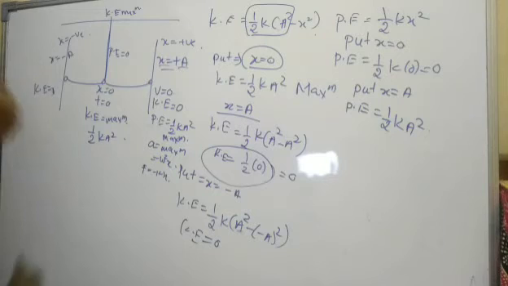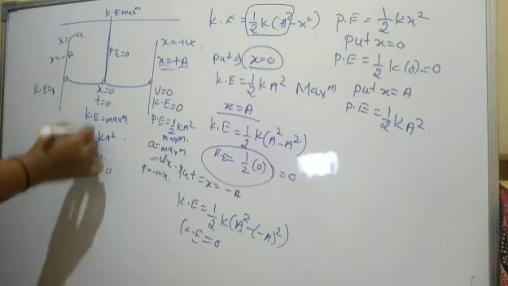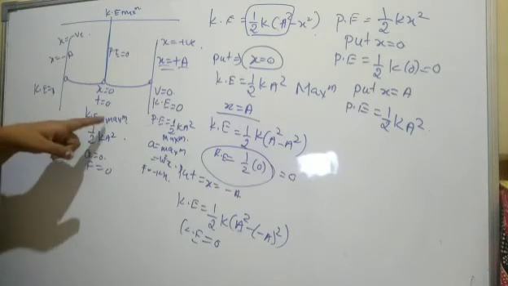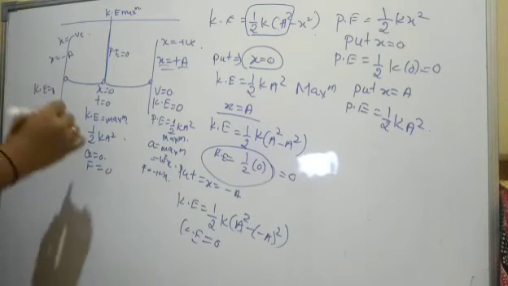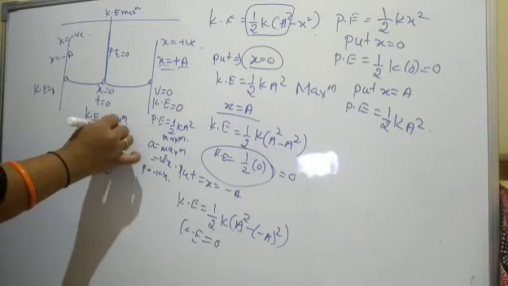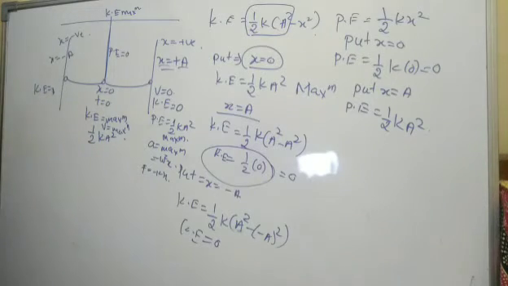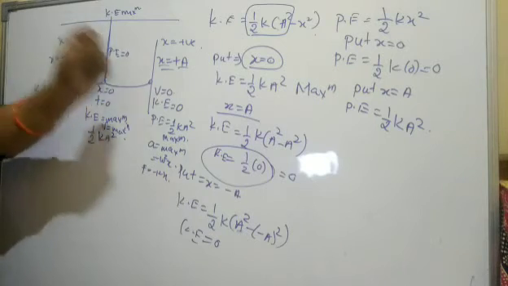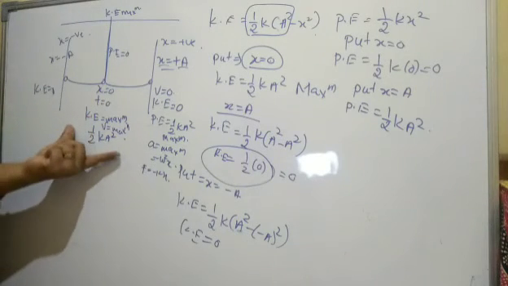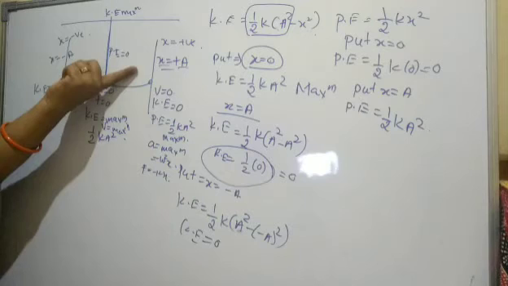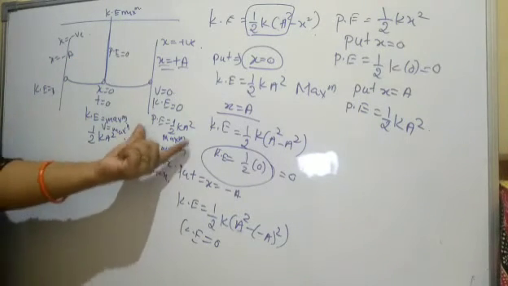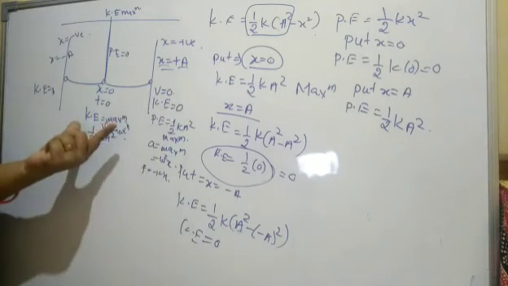At the mean position, acceleration is equal to 0 and force is equal to 0, while kinetic energy is maximum and velocity is also maximum. So these points you have to remember: when the kinetic energy will be maximum and when the potential energy will be maximum. Kinetic energy will be maximum at the mean position of a particle executing simple harmonic motion. Potential energy will be maximum at the extreme position, but at the mean position it is 0.